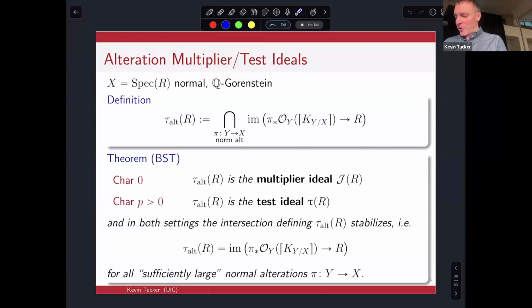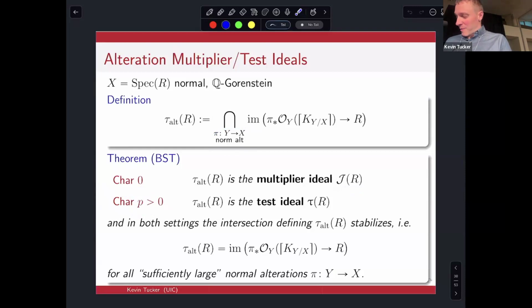But one of the key points in both settings is that this nasty intersection at the top stabilizes. For the characteristic 0 setting, to get at the multiplier ideal, we know we only need to look at resolutions of singularities. So you can, in fact, just look at any normal alteration that dominates a resolution of singularities, and that will give you something which stabilizes the intersection. And in characteristic p, the important result is that you can actually stabilize it for a particular finite map, though it's not so easy to say exactly what that map is. So in either case, for sufficiently large normal alterations, you certainly get this stabilization.